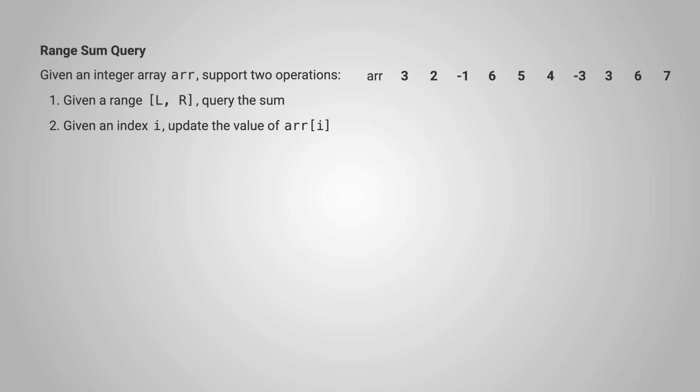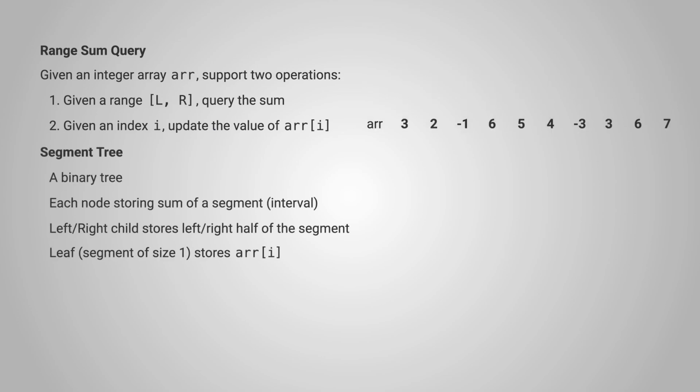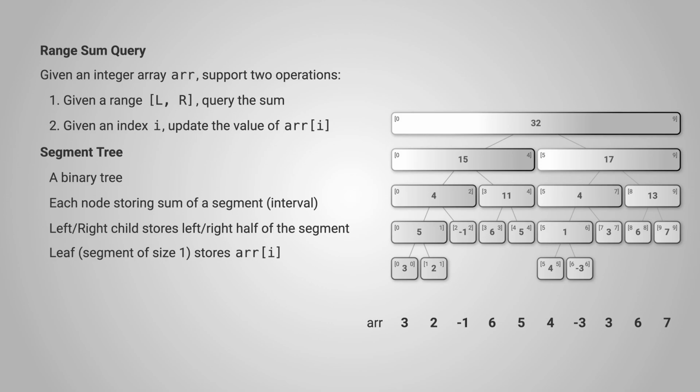Now let's look at how segment trees can speed it up. Segment tree is a special binary tree. Every node stores the pre-computed sum of a range. The root node covers the entire array. The left child covers the left half of its parent, and the right child covers the right half. Left and right children are recursively defined. At the bottom, a leaf node covers only one element of the array.